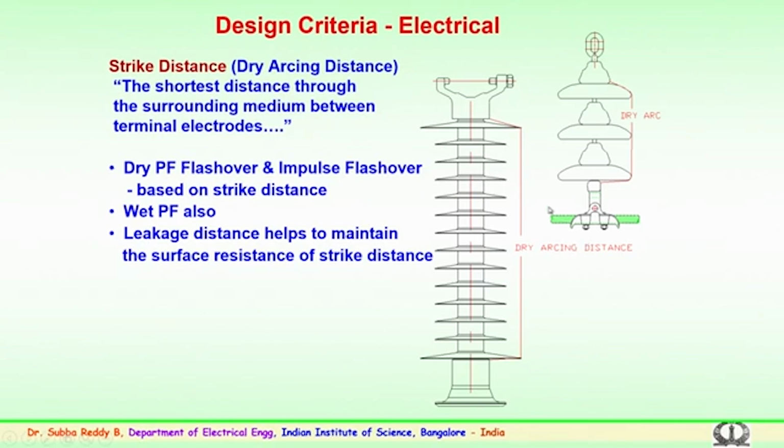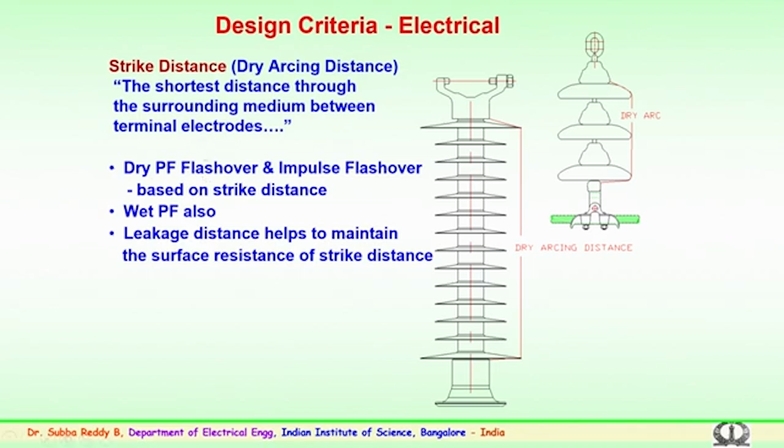So, the power frequency voltages and impulse flashover voltages are likely to be seen depending upon the dry arc distance which is being provided, and wet flashover also. In case of the insulator, when there is rain, because of the wetting of the insulator surface, the flashover voltage is likely to come down. So, this flashover voltage is also kept in mind while designing the arcing or strike distance.